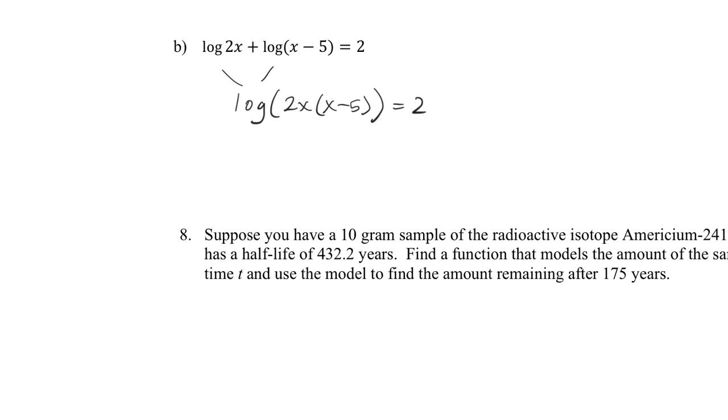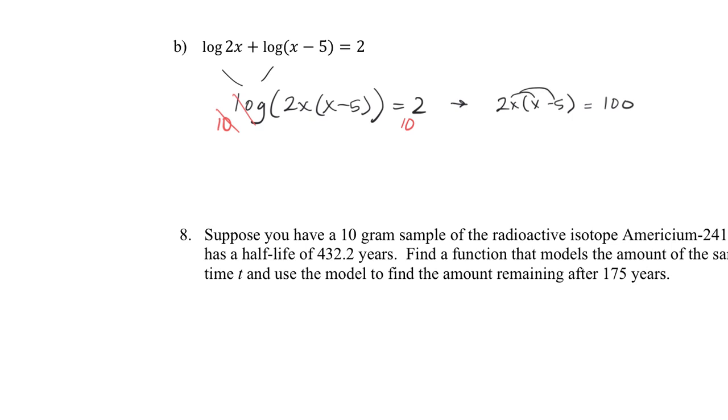Now that we have one single logarithm on the left side, we can cancel it using a base. And because it's a log base 10, we're going to use base 10. So base 10 cancels that logarithm. So now we have 2x times x minus 5 is equal to 100.